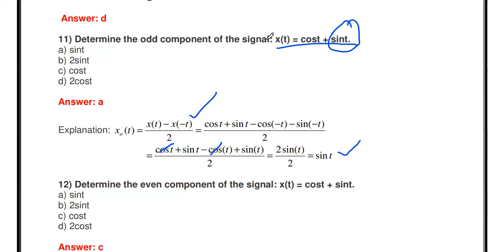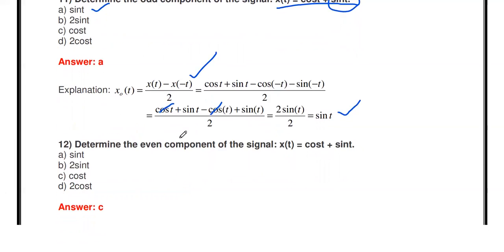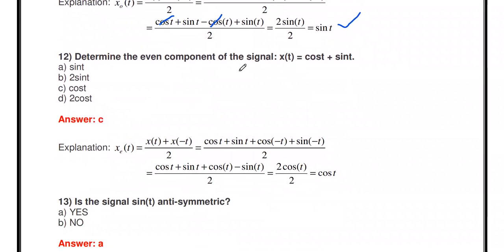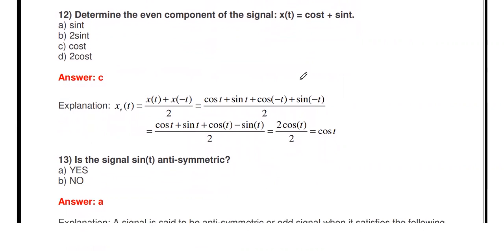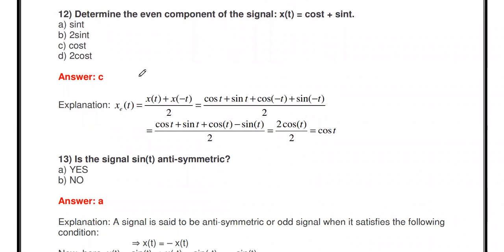Okay, so here determine the odd component means it's sin t. The second part, the sin t is the odd component. Okay, similarly you see the next question, determine the even component of the signal. Okay, for the same question. So if you want to find the even component, the formula, you know, x e of t is equal to x of t plus x of minus t divided by 2.